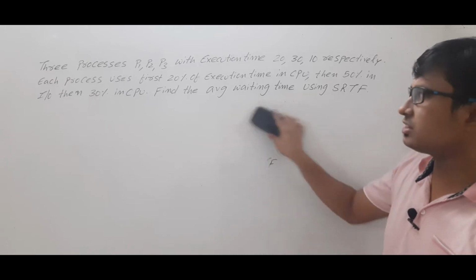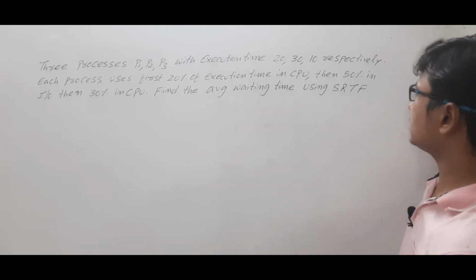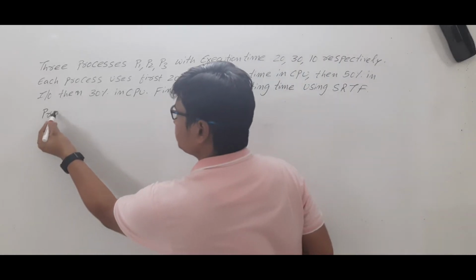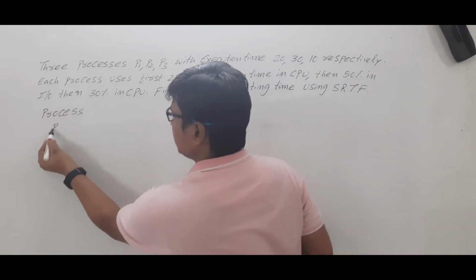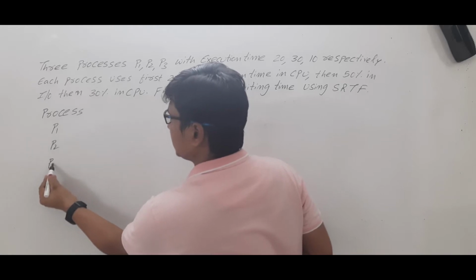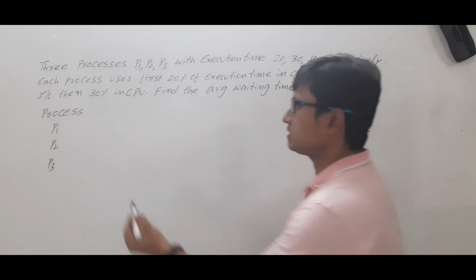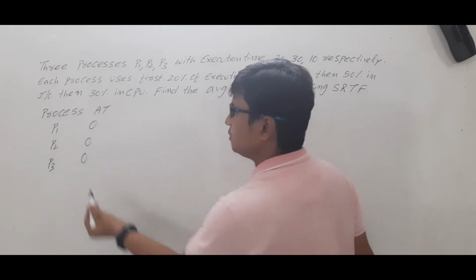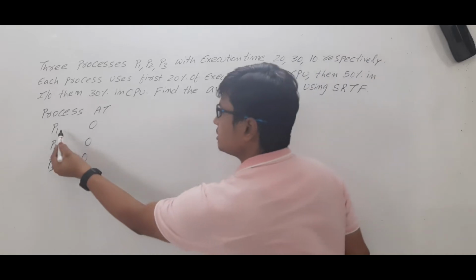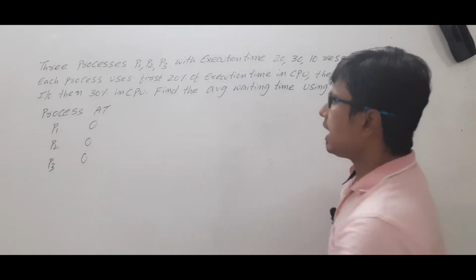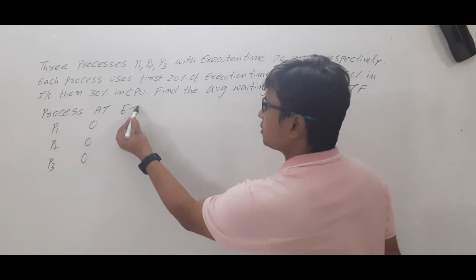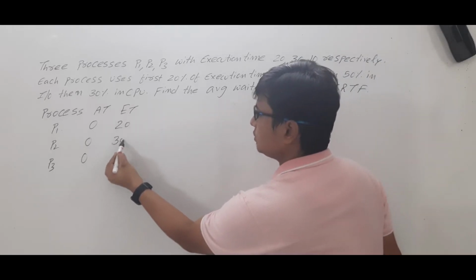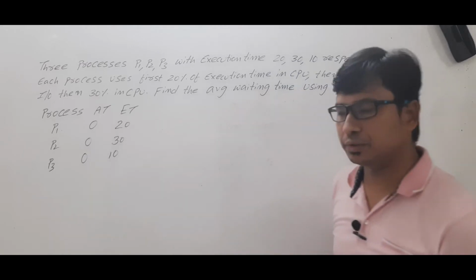Now they have given the three processes. Let me draw the table for you. We have three processes such as P1, P2, P3. Arrival time they have not mentioned, so we will consider the arrival time as 0, 0, 0 and the order of arrival is P1, P2, P3. And the execution time of process P1 is 20 units, process P2 is 30 units, process P3 is 10 units.